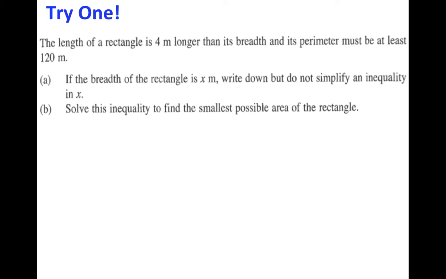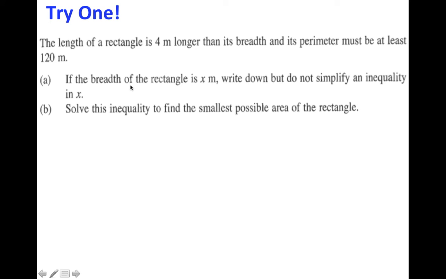Here's the length of a rectangle, and it is given as 4 meters longer than its breadth. So the width. Breadth means width, right? So the rectangle is wide, but we don't know the number. We don't know how wide it is. But we do know that the length is 4 meters longer than how wide it is. And its perimeter must be at least 120 meters. All right, think about that.